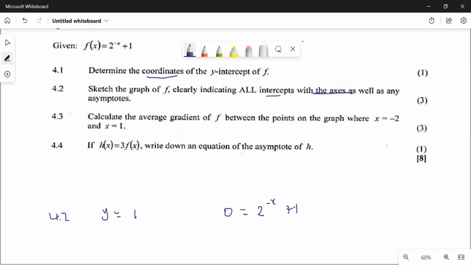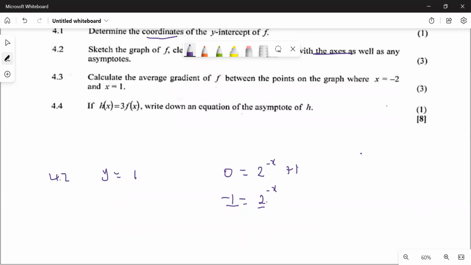From here onwards, we take this 1 to the other side, which gives us minus 1 equal to 2 to the power of minus x. Now from here, guys, you see that on this side you have negative, and here you have positive. You can't make the bases the same here because the one is positive and the other is negative. So here you have no solution. So we don't have the x-intercept. It means your graph is not going to intercept with the x-axis. Your graph is not going to touch the x-axis.